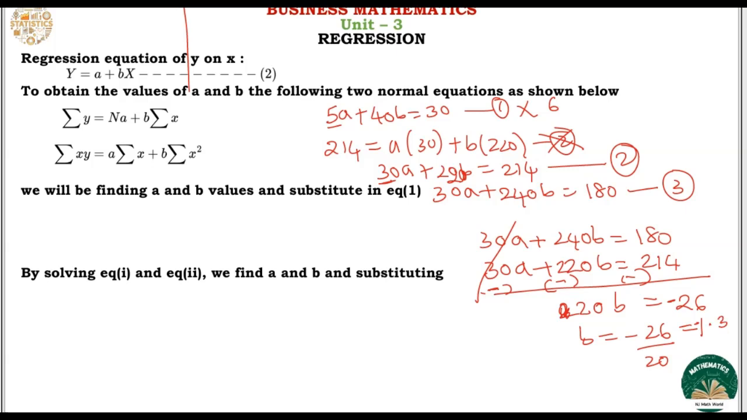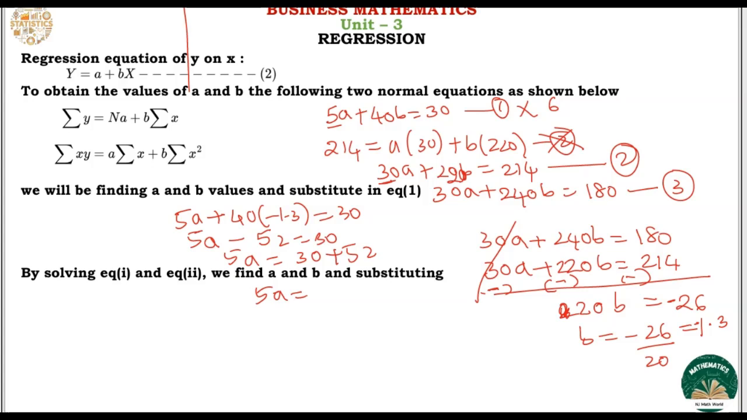So now substitute in equation 1. We get 5a plus 40 into minus 1.3 equals 30. So 5a plus, minus 1.3 into 40 is minus 52, equals 30. So 5a will be 30 plus 52, which is 82. Then a will be 82 divided by 5. So the a value is 16.4.